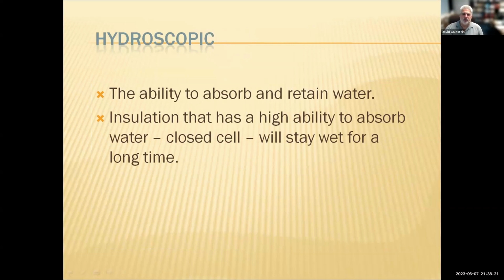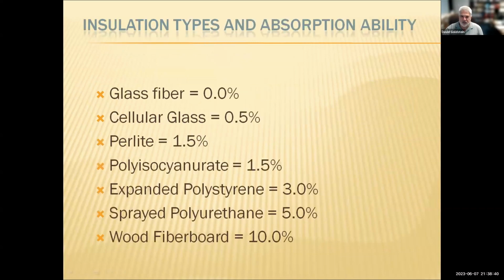Some terminology: when you talk about hygroscopy or hygroscopic, that's the ability to absorb and retain water. Insulation that has a really high ability to absorb that, like closed cell, is going to stay wet for a long time. This is just to give you an idea of some of the different types of insulations and their absorbency. So you can see how varied these are. The worst of them is the wood fiber boards that are out there.